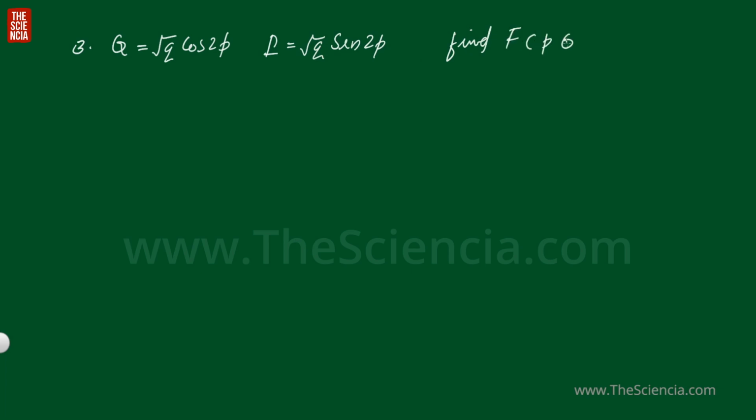Okay, another example problem. Capital Q is equal to root q cos 2p and capital P is equal to root q sin 2p. And the question is to find the generating function f, which is a function of small p and capital Q. So what is the first step?